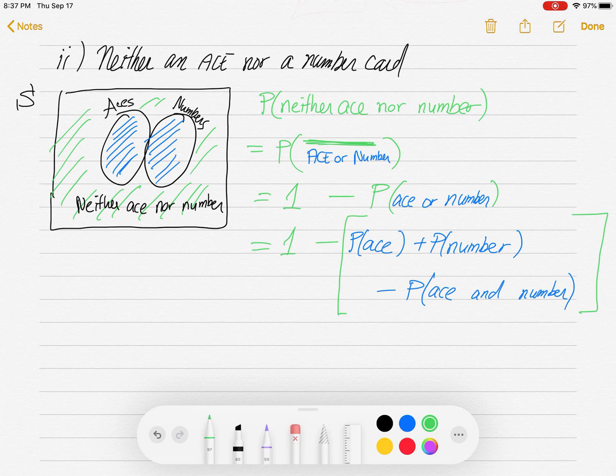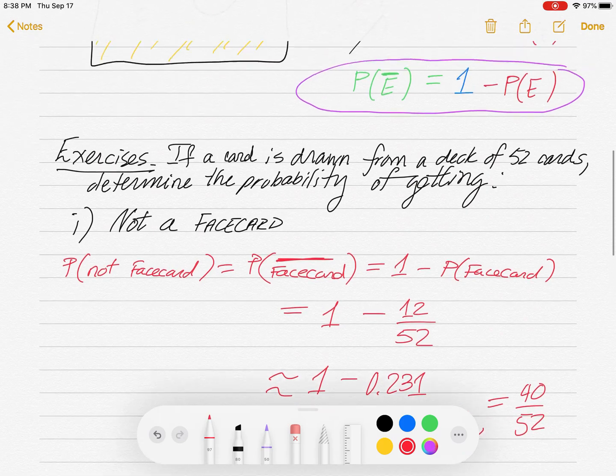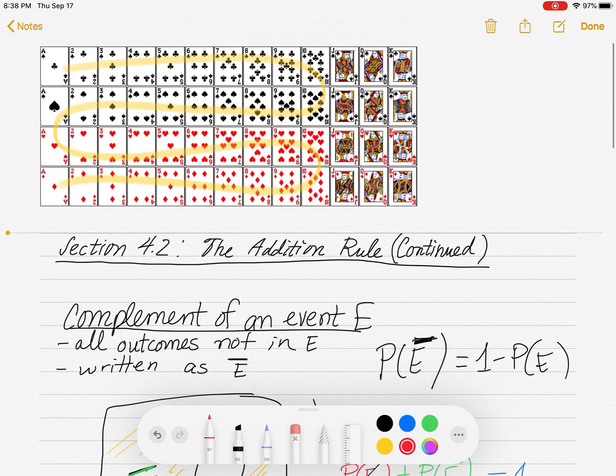So all that should be in this big bracket. As I'm working this out, I'm going to start with the 1 minus, and put my big bracket here. What's the probability of getting an ace? Well, there are 4 aces out of 52 cards. So I'm going to have 4 out of 52 is my probability for an ace. And then what's the probability of getting a number card? Well, how many number cards are there? You have 2 through 10. So that's 9 types, and then you have 4 suits, so 36 number cards.